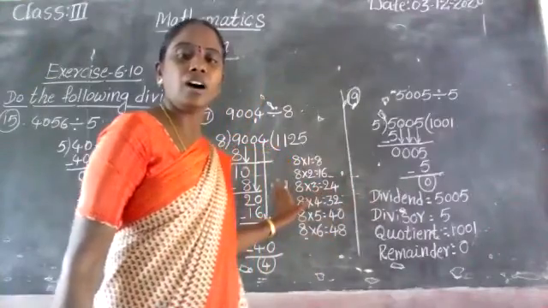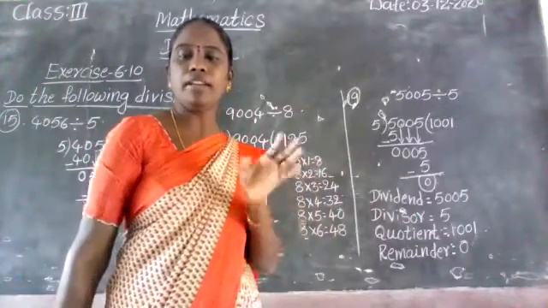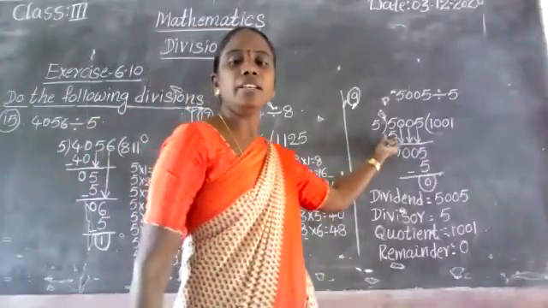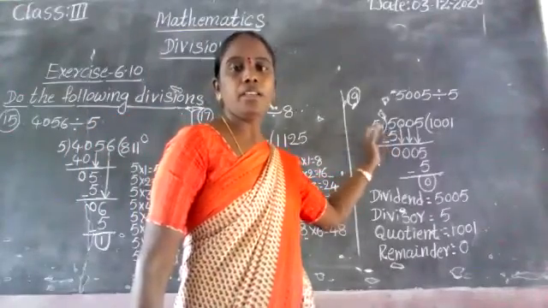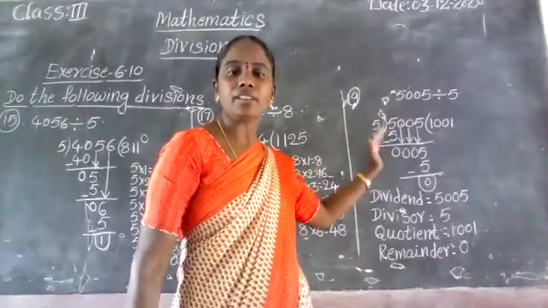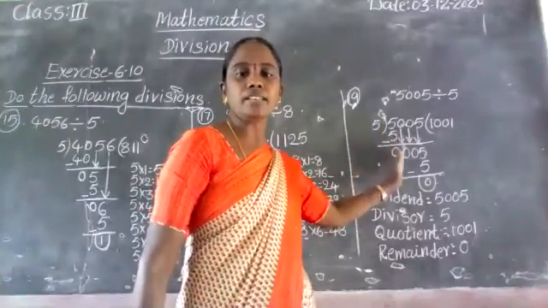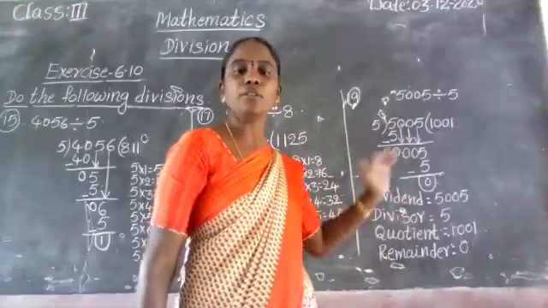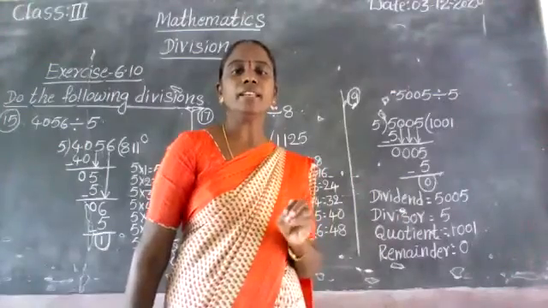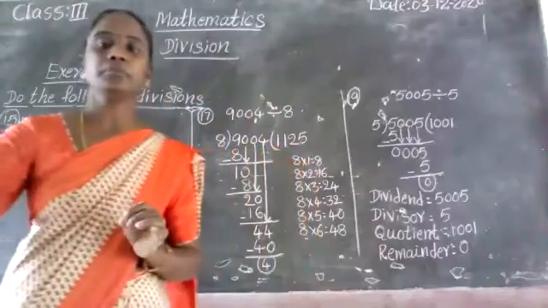Did you understand, children, how to do division? 4-digit number divided by 1-digit number, 3-digit number divided by 1-digit number, same process. First compare the dividend's first number and the divisor. Next read the table, take that number and write it below the dividend's first digit, then do subtraction, take the next digit. Again the same process, we have to do division. In exercise 6.10, some more problems are there. You complete all those problems, children.